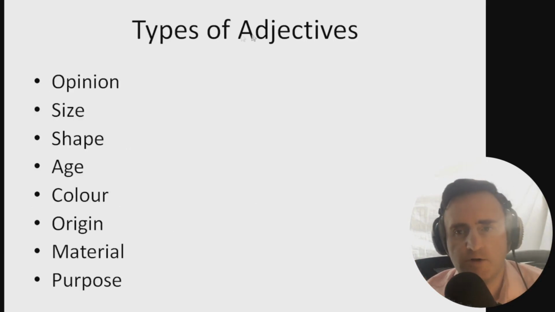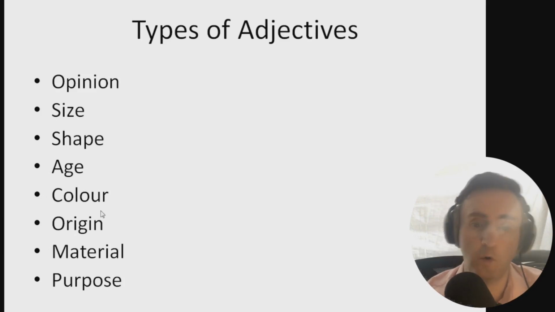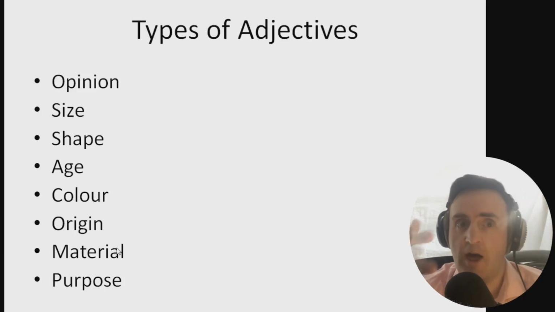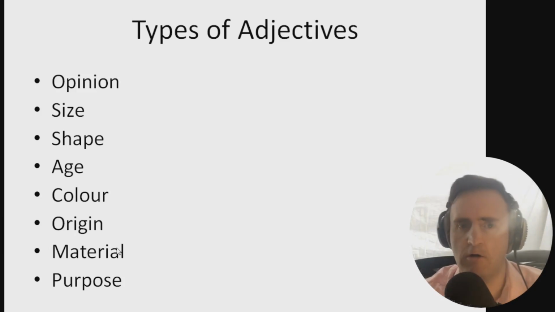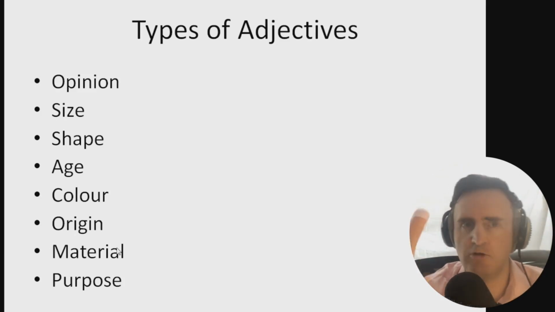And of course the types of adjectives follow this list. So you can have ones about size or shape or colour. So you can say it's big, it's triangular, it's old, it's red, it's Japanese. All these words help you describe a noun. So a big car, an old car, a metal car, a race car. They're all words that help you describe what kind of car it is.